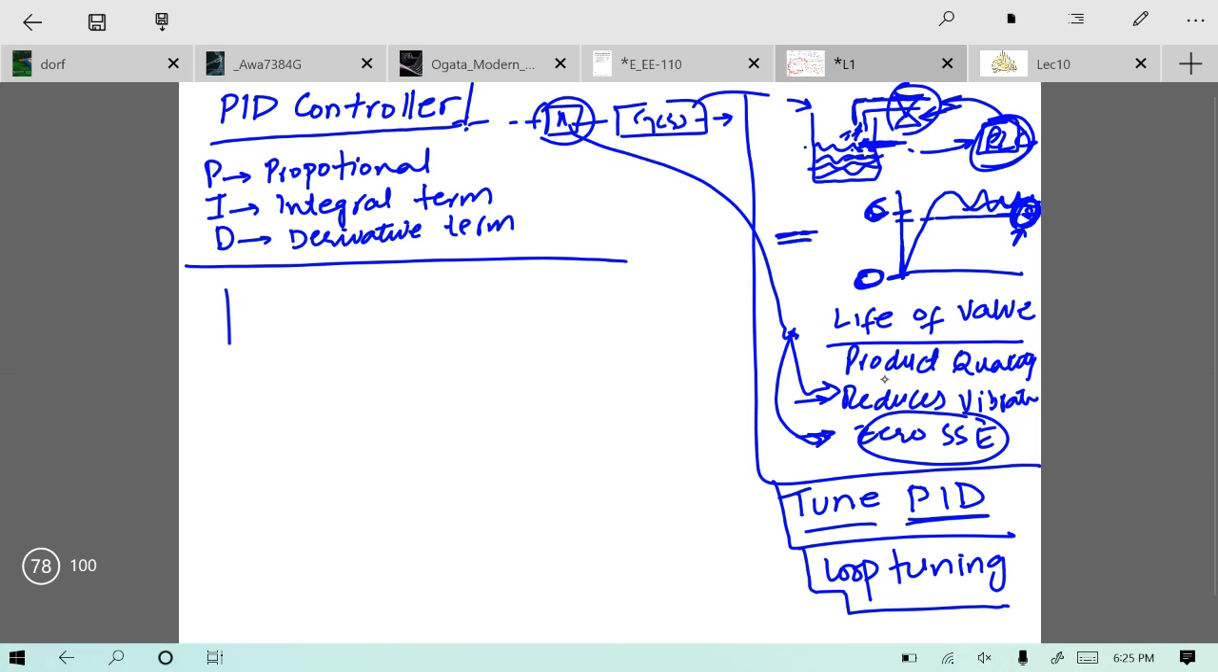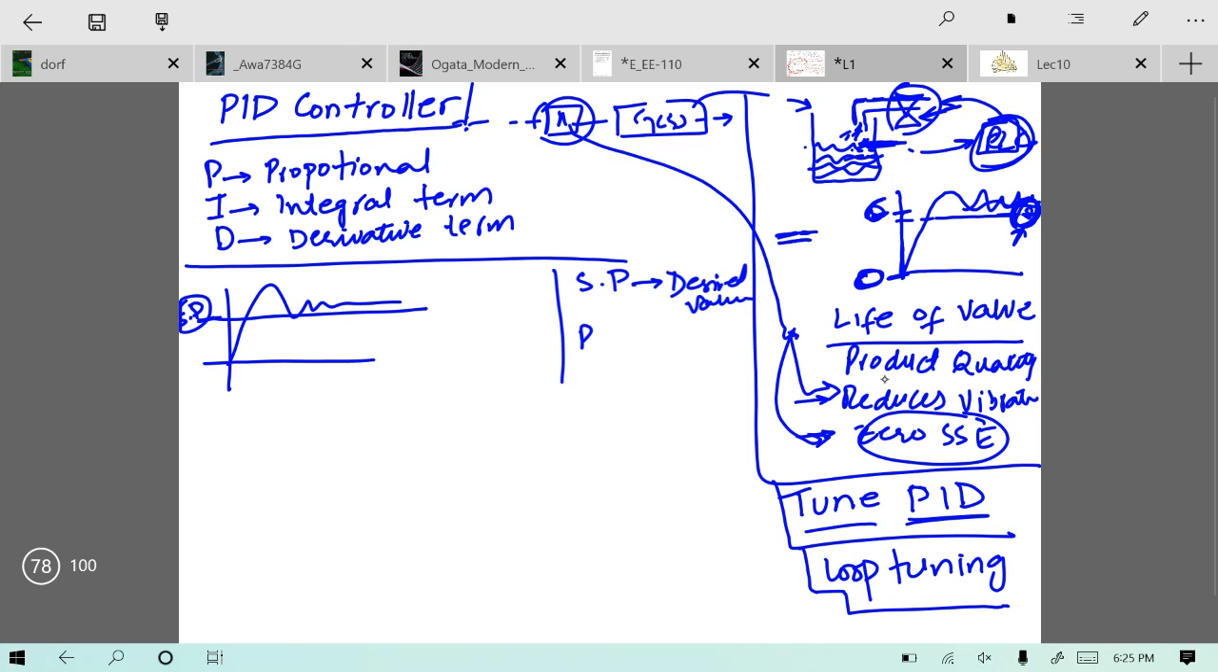For example, if you have a system over here, this is the final value, or you can say a set point. There are two terms that I will use. One would be set point, which is actually the desired value, and next is the process variable, which is the actual or instantaneous value. So this is the set point and this is the instantaneous value.